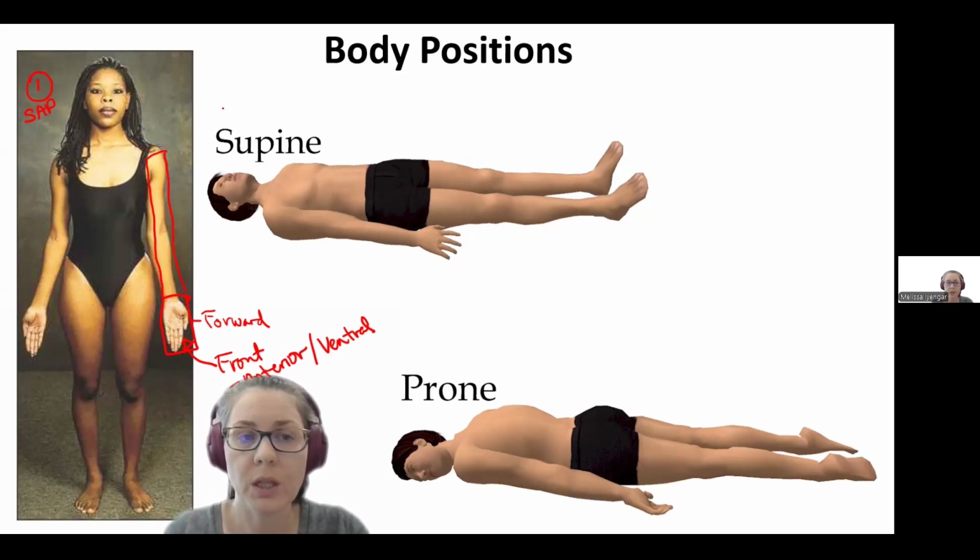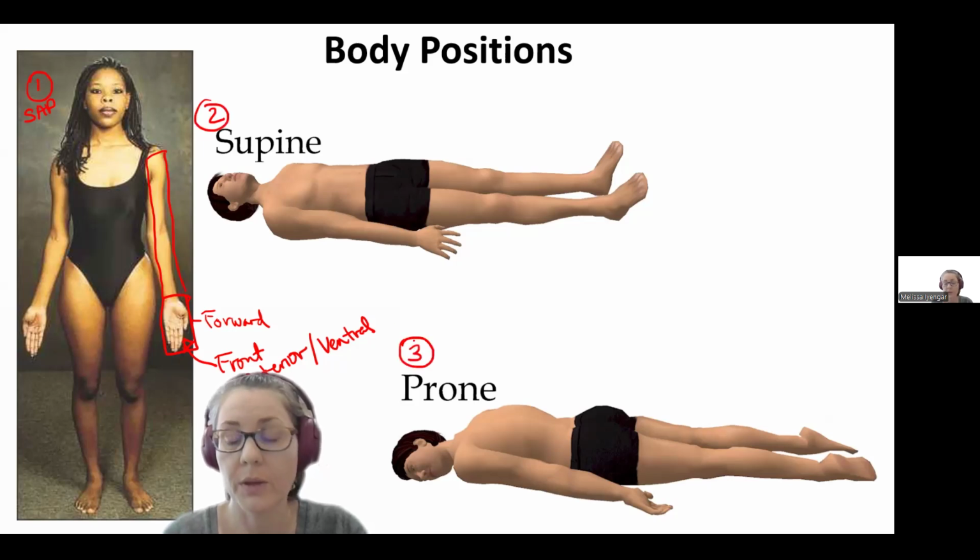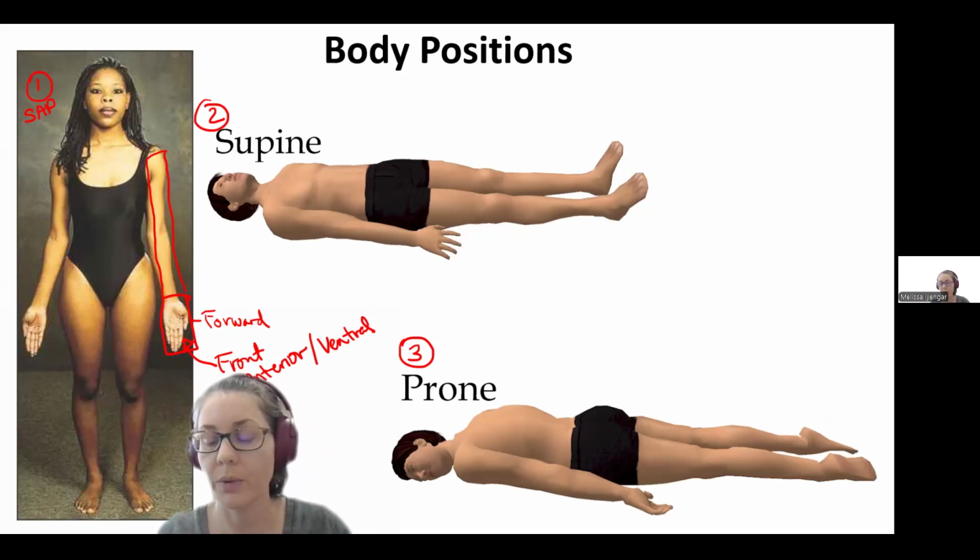Then you have two reclining positions. One is called supine, and the other one is the prone position. Supine and prone are very important, especially when you're thinking about your future in healthcare. Most of the time, your patient will not be standing. They will probably either be sitting or they will be laying down. And then you need to start to also think about, in the laying down positions, how is the body positioned so that we can reference one body part to another part?